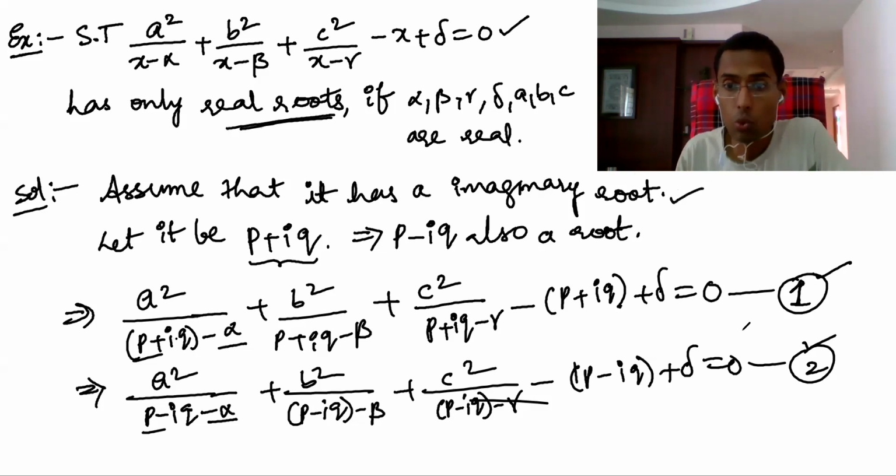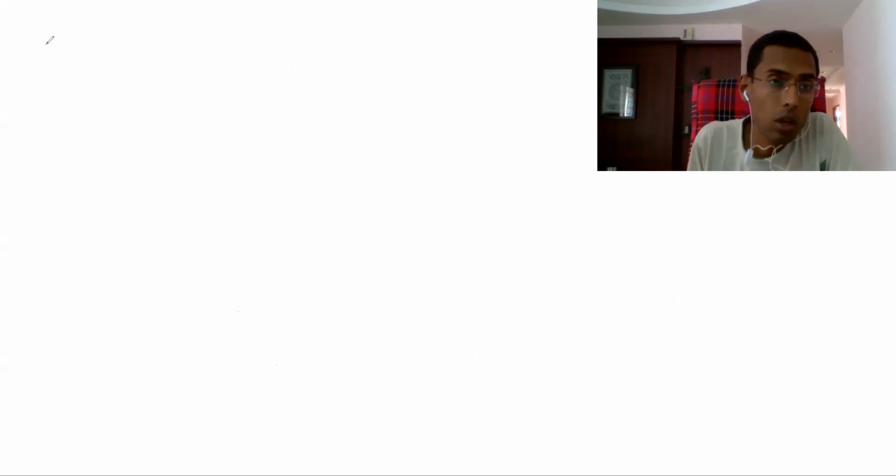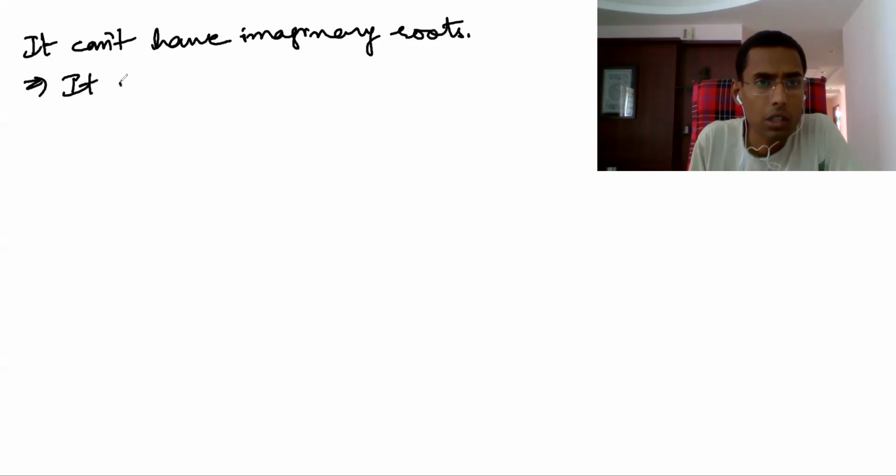So I have taken an imaginary root. Then what I got is a contradiction. If it is an imaginary root, the imaginary part must be there. That means q should not be 0. But here you are getting q equals 0. That means I got a contradiction. What is the contradiction that I got? That q is 0, which is a contradiction. So therefore, what is the conclusion? It cannot have an imaginary root. That means the only other option is that it must have real roots.